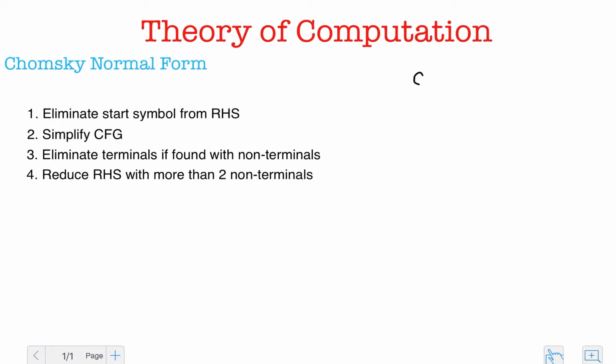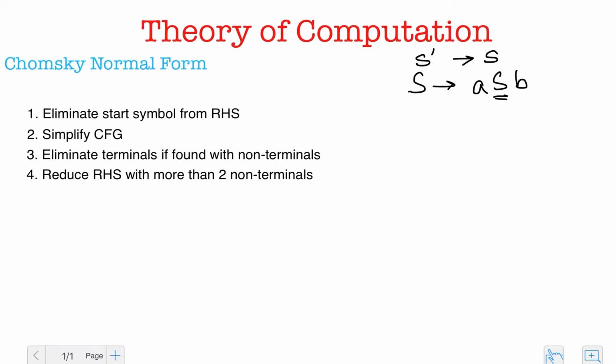So let's say I have something like this, S goes to ASB. Then I have the start symbol on the RHS here. So what I should do is I should create another rule, which is S prime goes to S, and then make S prime the new start symbol. So I want to remove the start symbol from the RHS. So that's step number one.